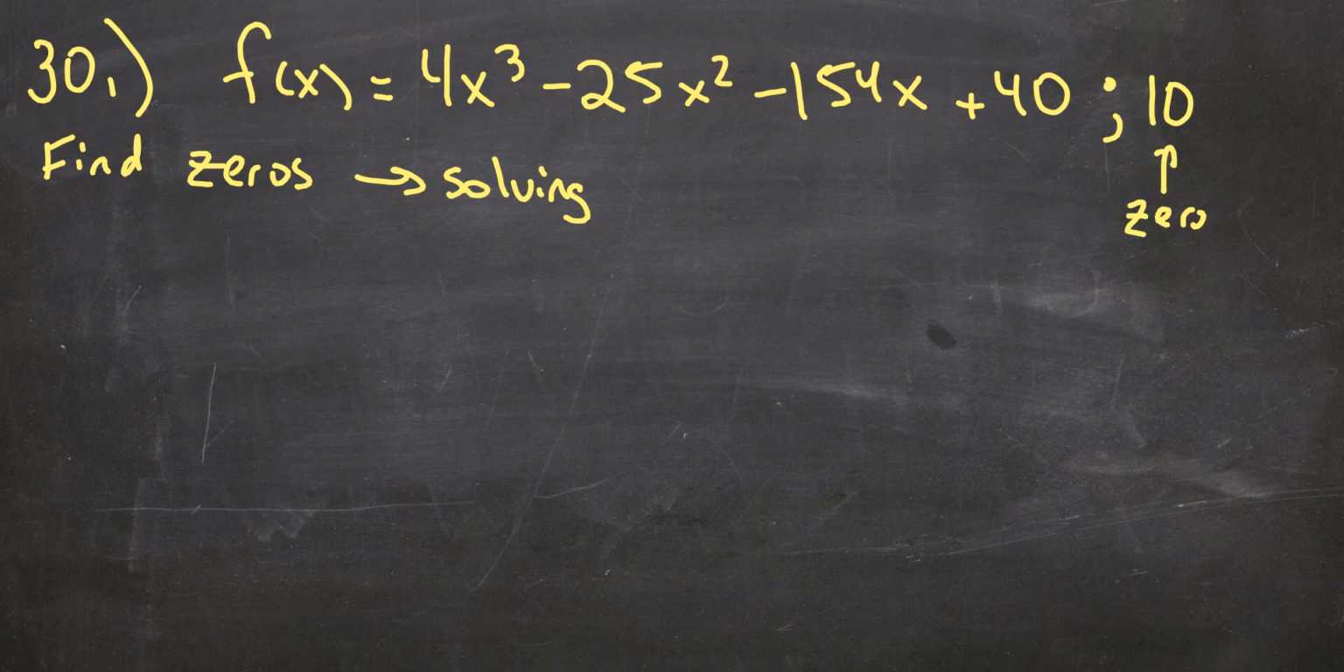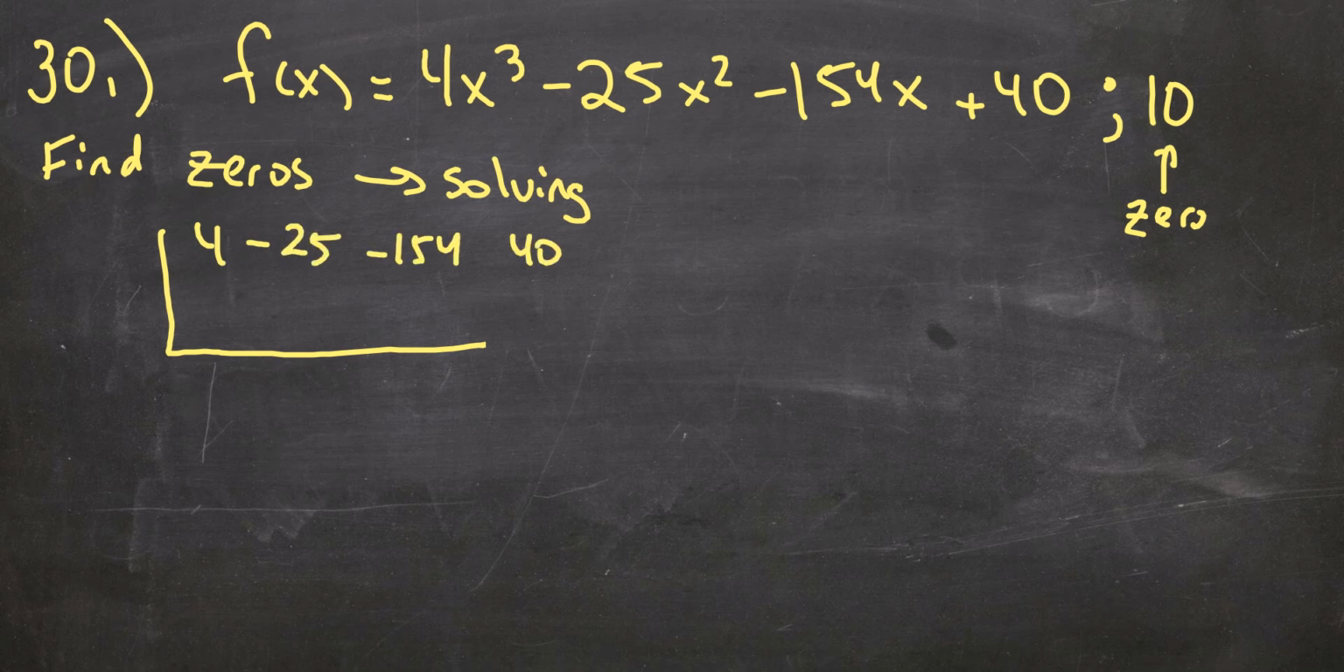So the first thing you're going to do is make your synthetic division box. I'm going to put 4, negative 25, negative 154, and 40 inside the box. I'm going to put 10 outside the box. Don't change the sign, because it's in zero form. It's in zero form because it doesn't say x plus or minus, and it says the word zero in the problem.